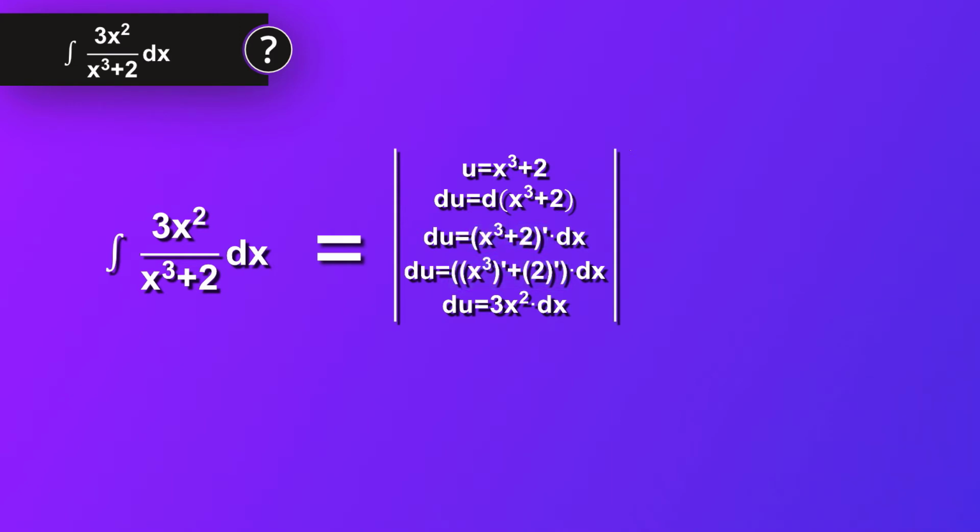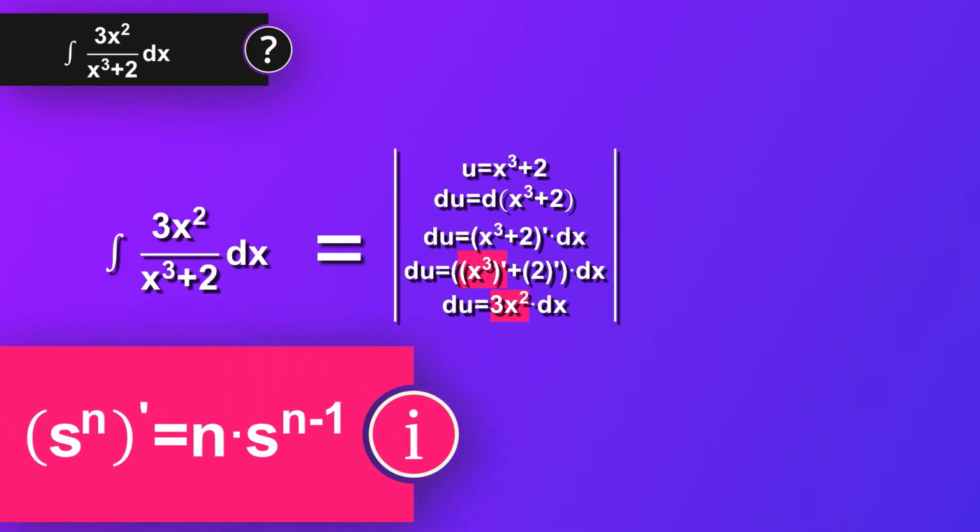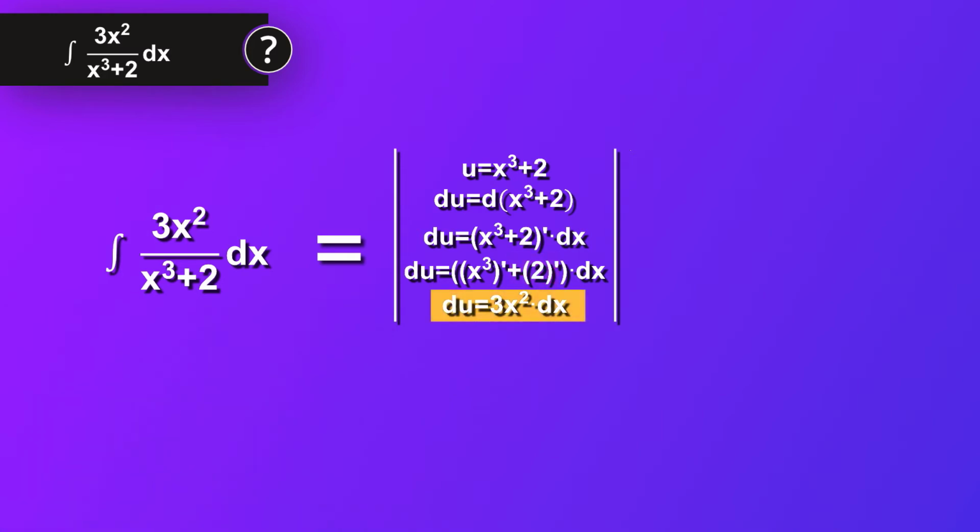Thus, we have du equals 3x squared, as the derivative of s to n equals n multiplied by s raised to n minus 1, and in our case, s is x and n is 3. From the expression plus 2, we've got 0 as the derivative of a constant is 0. We can write du is equal to 3x squared multiplied by dx. We can leave the expression like this as in a moment we insert it in exactly that form into our main equation. Let's make use of our u.